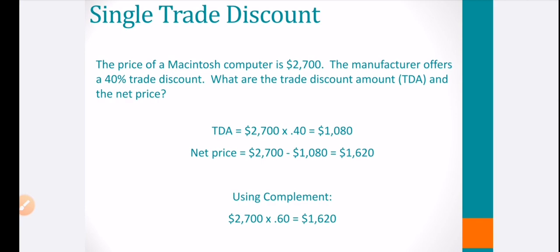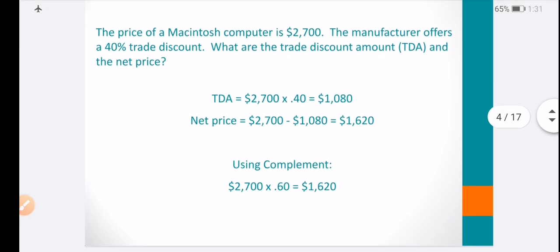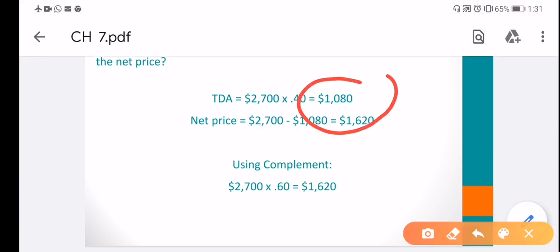The trade discount amount is the list price multiplied by the percentage, which is 2,700 multiplied by 40%. And here 40% means 0.4 or 0.40. If we multiply these two together, we will get 1,080 US dollars. So this is the trade discount amount.